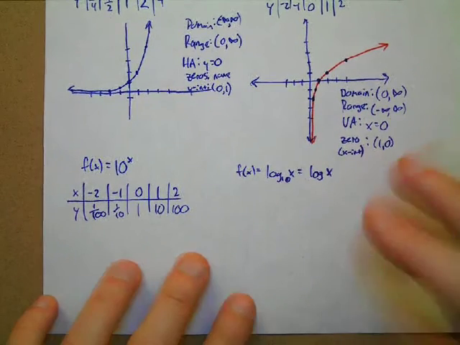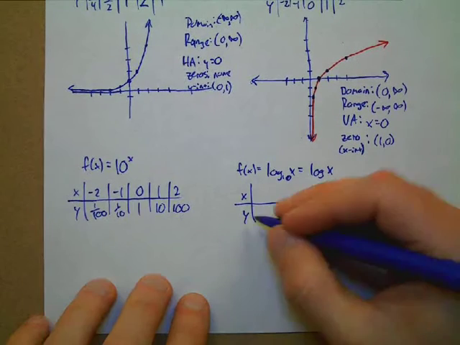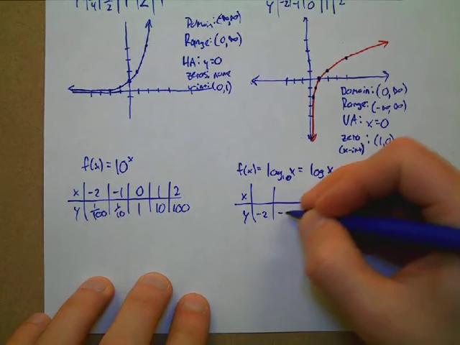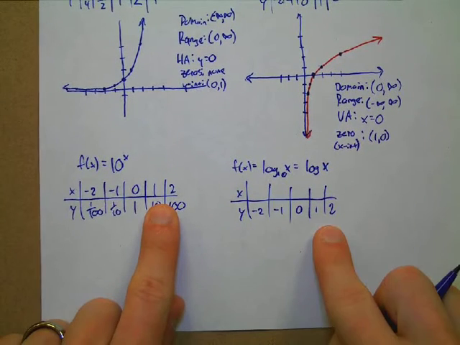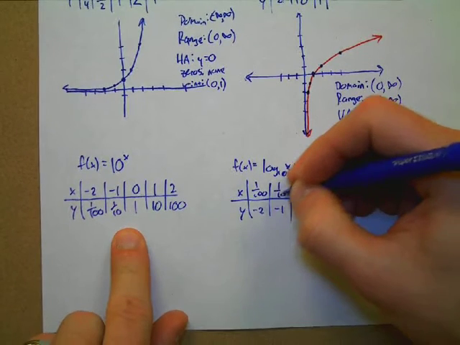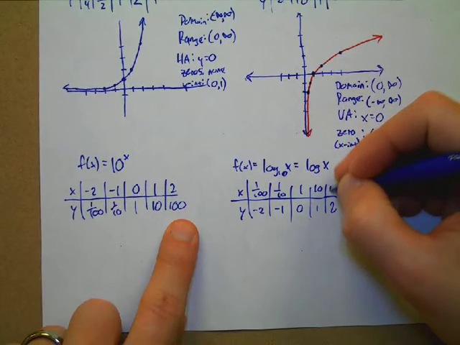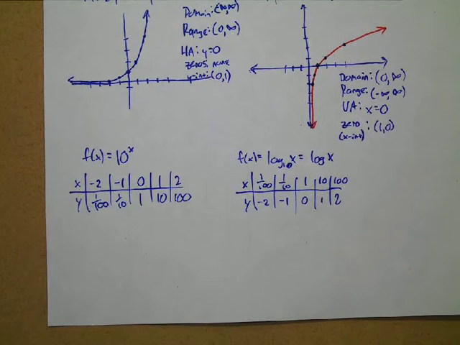And what would its table be? Well, what would the y values be? -2, -1, 0, 1, and 2, right? We swap them with the x's, and then our x values will be 1/100th, 1/10th, 1, 10, and 100. And there's your table for log base 10, or just log of x. Okay? So that's what you could do there. All right. Questions on any of that?